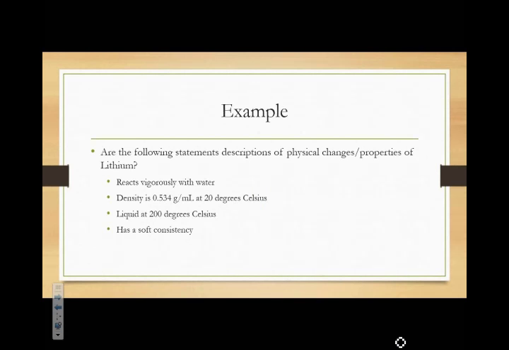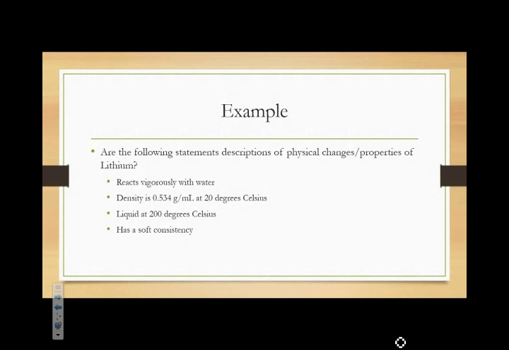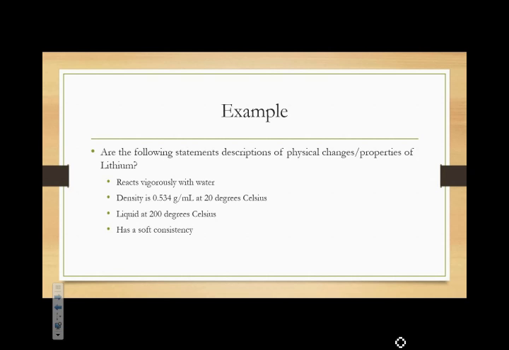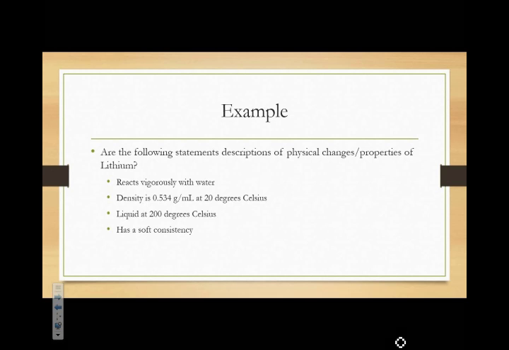So, are the following statements descriptions of physical changes or properties of lithium? It reacts vigorously with water. The density is 0.534 grams per milliliter at 20 degrees Celsius. It's a liquid at 200 degrees Celsius, and it has a soft consistency. So take a moment, stop the video if you need to, and decide whether you think those are examples of physical changes or physical properties, and then start it back up and we'll talk about the answers.